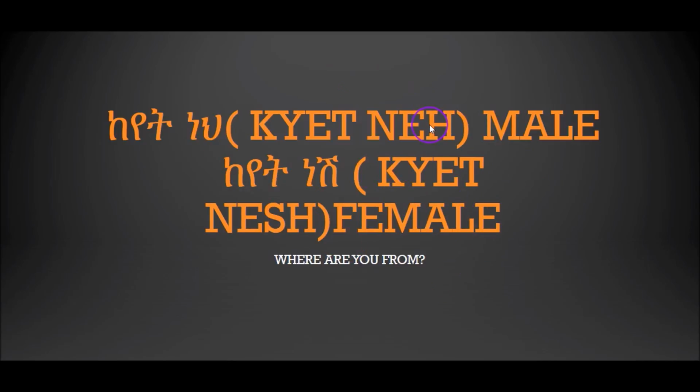For "where are you from," you would say, for a male, "Kayet na." This is a simple way of saying where are you from. There are different ways, but I want to teach you the basic way of saying it. And for female, it's "Kayet nash." So let's say it again. "Kayet na" for male, "Kayet nash" for female.